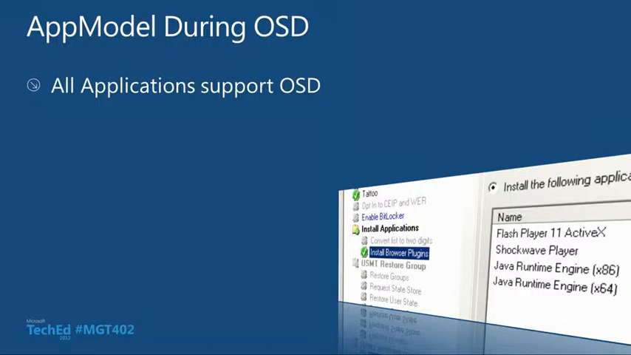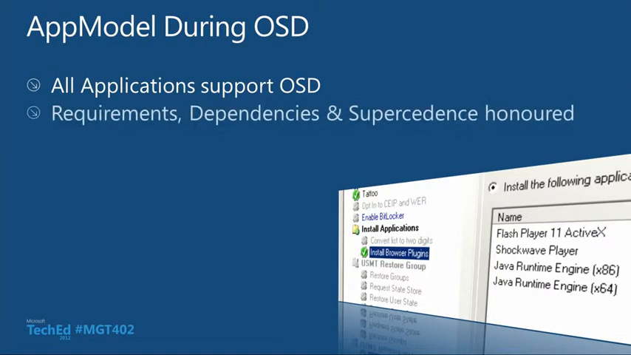There's a little checkbox which basically says allow this application to be deployed via a task sequence instead of having to be deployed manually. Okay. Your requirements, your dependencies, your supersedences are all honored. You don't need to do anything special. You set them up as you would normally, but you just call the application that you want, and basically everything just happens magically in the background. It's really rather wonderful. It brings a tear to your eye.